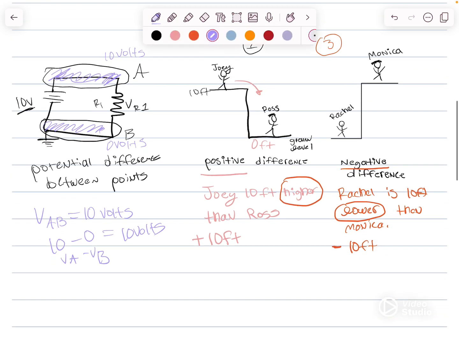But if I was to do this the other way around, VBA, I would have a negative difference, negative 10 volts. So instead of saying A is higher than B, I'm now saying that B is higher than A. VBA is equal to negative 10 volts, and I can represent that as VB minus VA, which gives me 0 minus 10 volts.